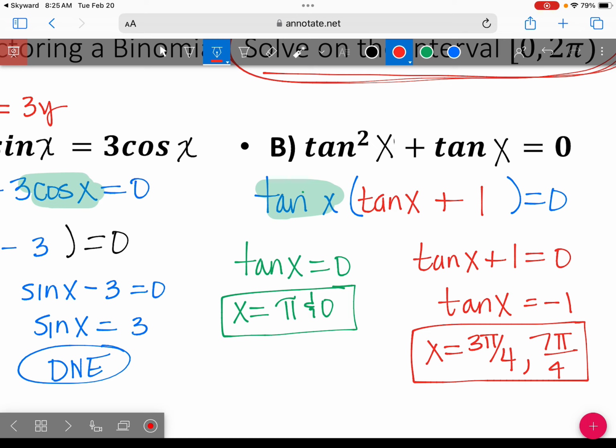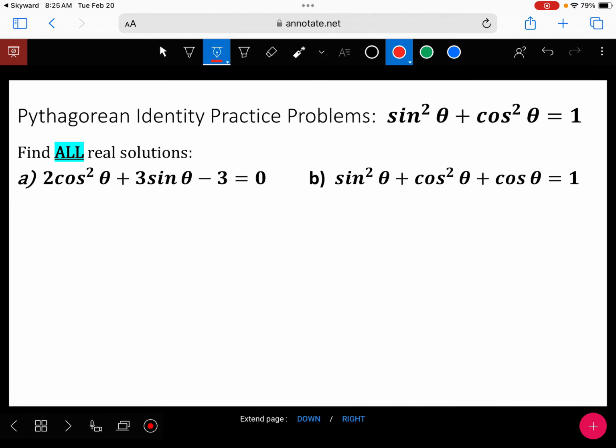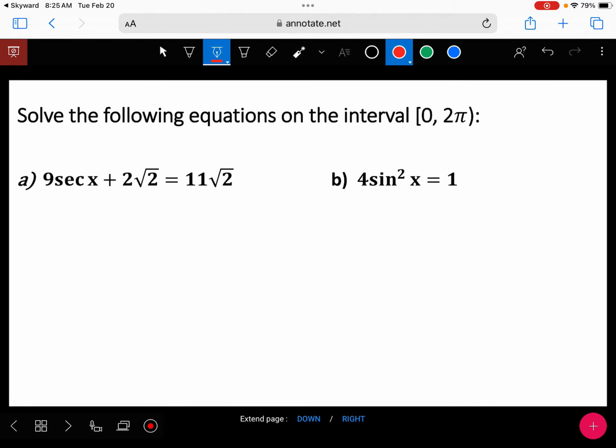Okay, I'm going to skip ahead a little bit and come back to the one where we have to factor. I'm going to come back to this. All right, go ahead and copy down these 2, because these go pretty fast.